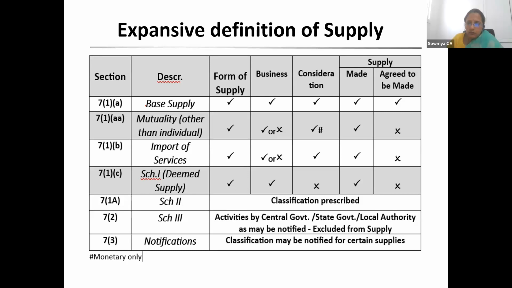So I want to ask a simple question. Do you see any difference between Explanation 3, wherein they attempted to tax mutuality earlier also, three times? Now they are attempting the same thing in GST.